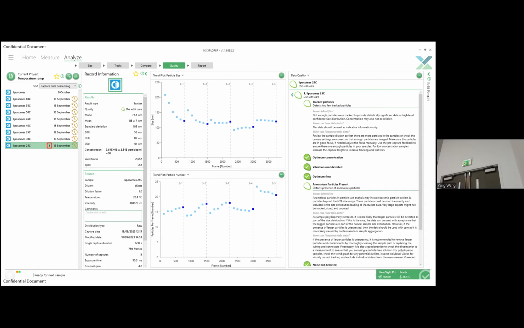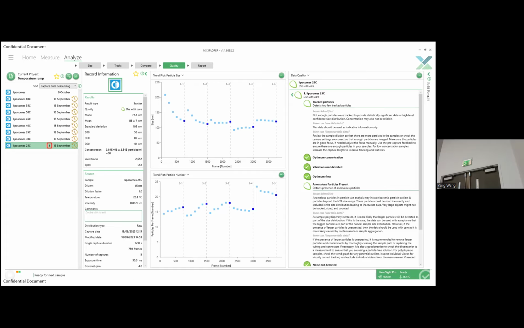So here's an example where it'll give you some trend analysis. If your sample is aggregating or dissolving pretty quickly, it'll note that in terms of the size at incremental frame numbers within a video and across multiple videos, and it'll also note the particles per frame. So if your sample is quickly aggregating, you might find that across multiple videos your size is increasing and your particles per frame is decreasing, right? Because as particles come together, you have a fewer number of particles.